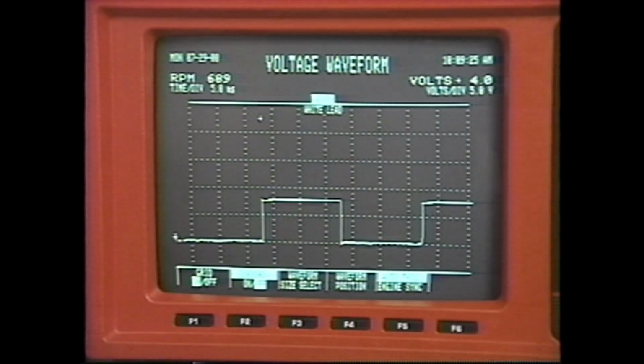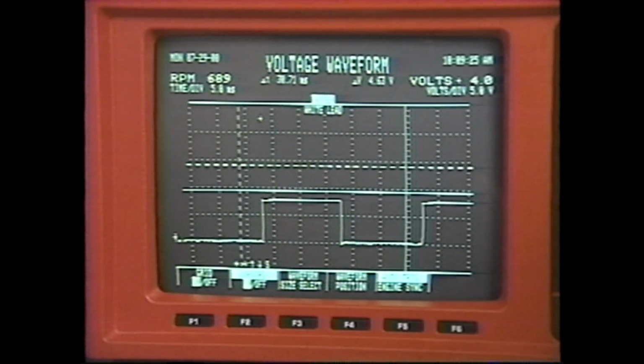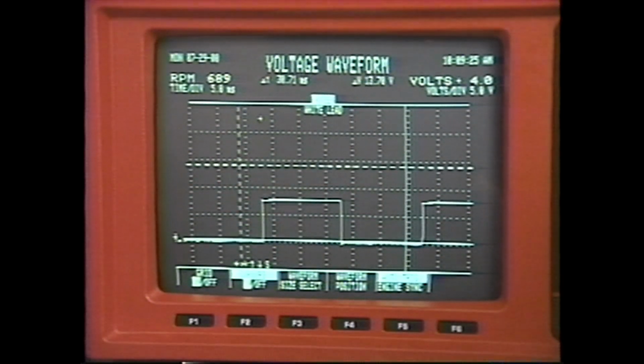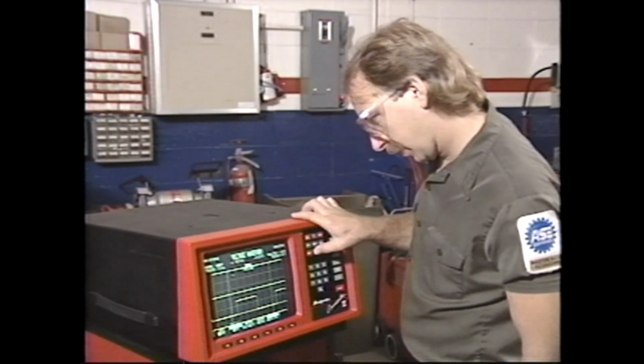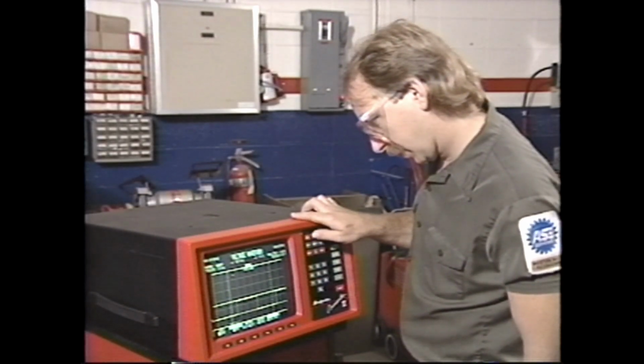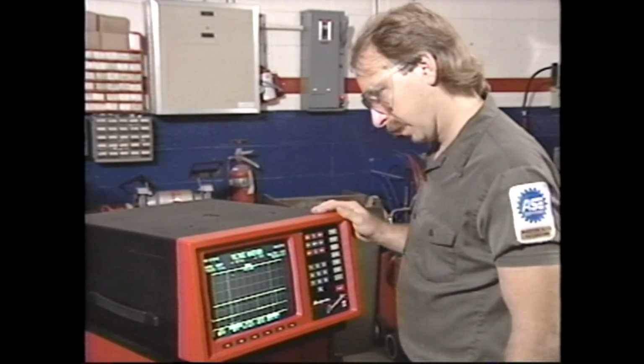Use the voltage screen to measure voltage levels, pulse width, and pulse period. Then check your findings against specifications. You can check a voltage drop by measuring two test points on the same side of a circuit or on opposite sides of the connection.